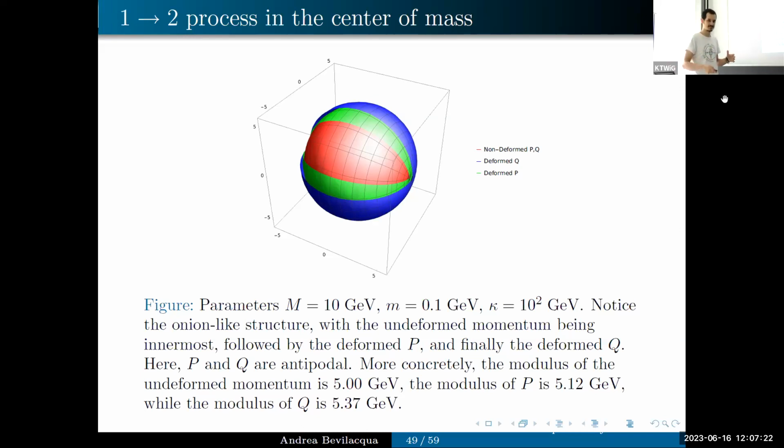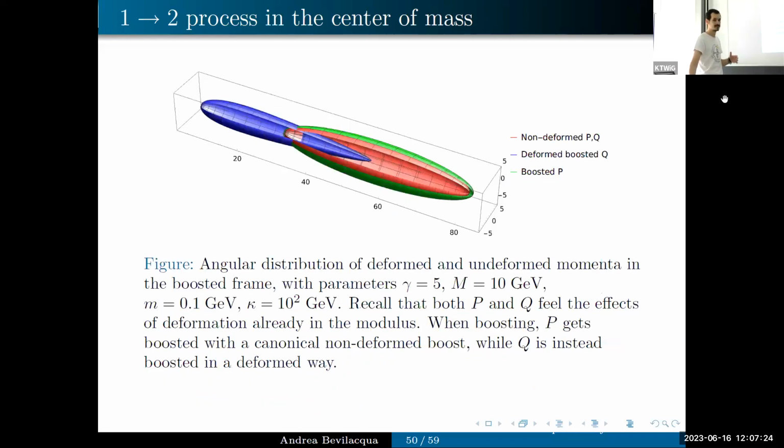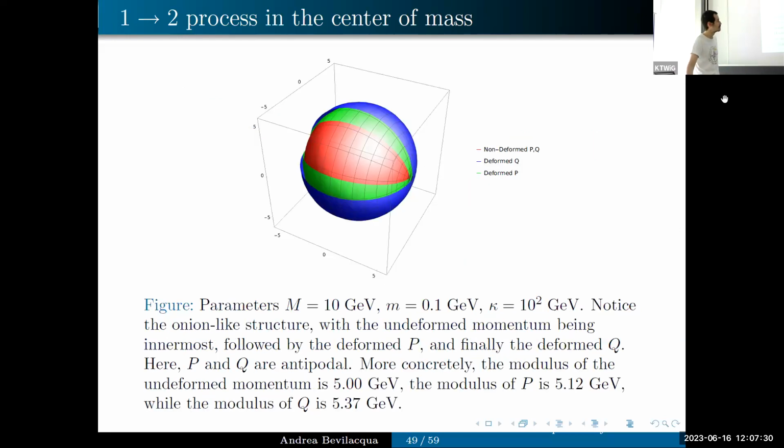But I don't understand now. What do you mean by non-deformed, deformed Q or deformed P? Basically here we are comparing. What you want to say is you have the deformation and you want to see what the experimental signature of the deformation is, so you compare with the undeformed case.